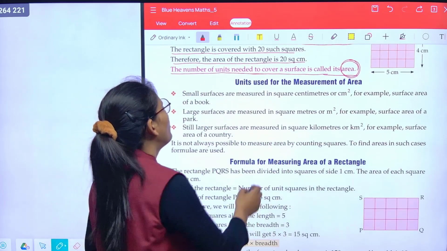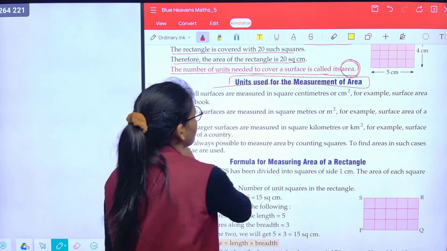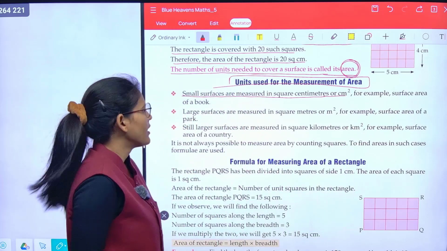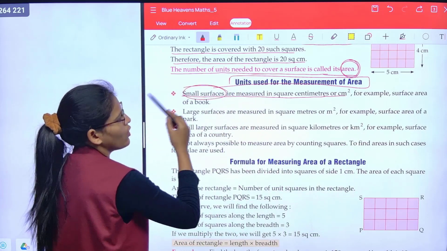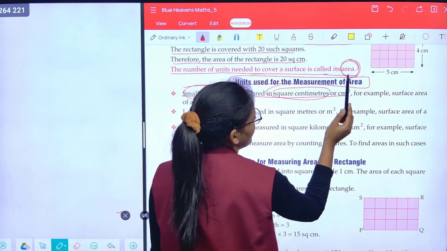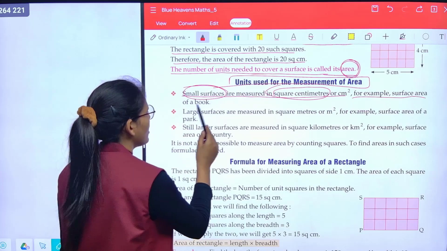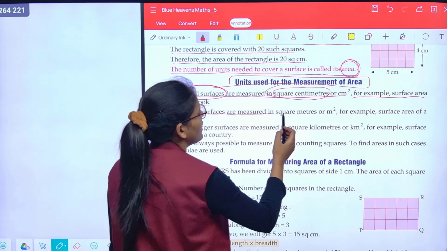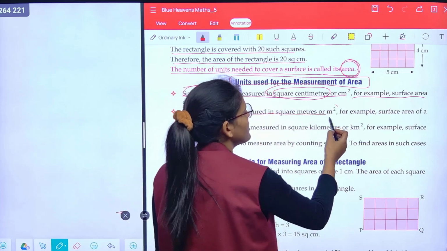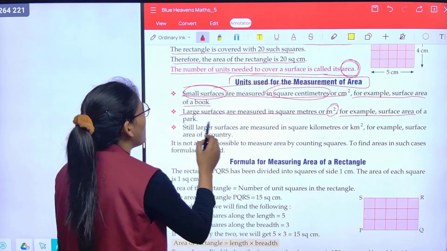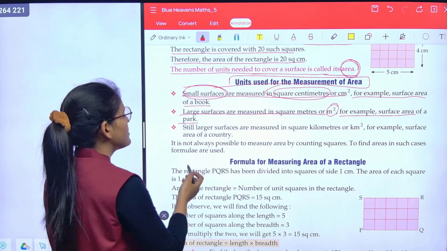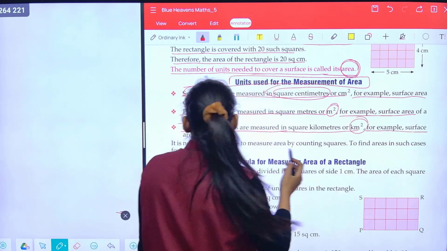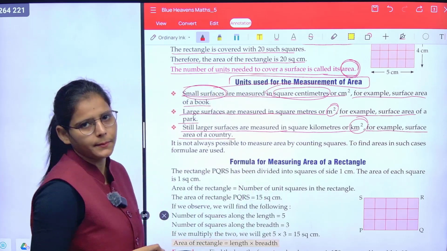Okay. Now, units used for measurement of area. Small surfaces are measured in square centimeter or centimeter square. Small surface, जो छोटे surface होते हैं क्लास, उनको हम किस में मेजर करते हैं? स्क्वायर सेंटीमीटर और सेंटीमीटर स्क्वायर. For example, surface area of a book. Large surfaces are measured in square meters or meter square. For example, surface area of a park. Still larger surfaces are measured in square kilometers or kilometer square. For example, surface area of a country.